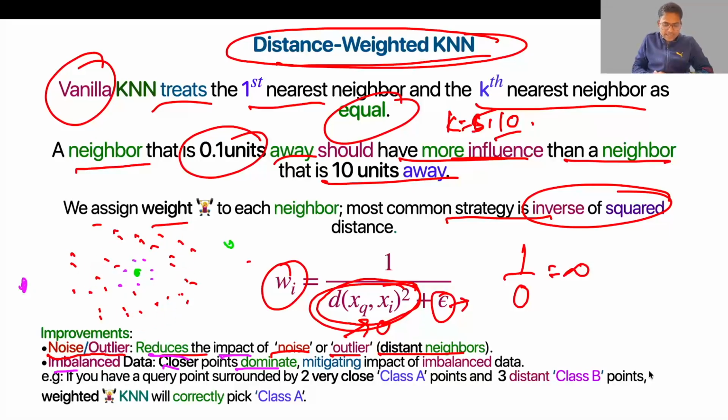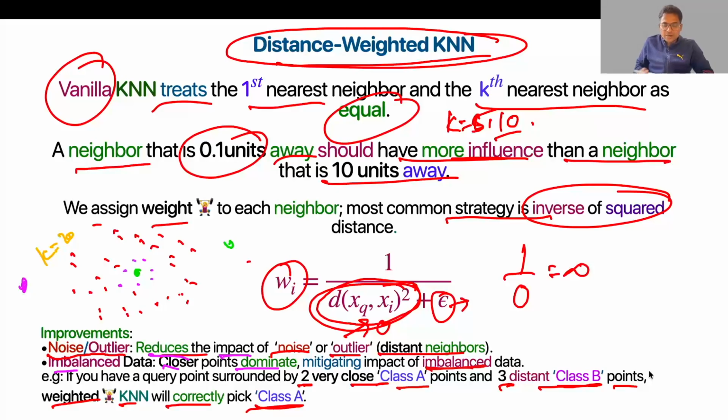And if you are taking k equal to 20 neighbors, even though they are fewer in number, they will have more impact. So that's what I'm giving you in this example. Mitigating the impact of imbalanced data: if your query point is surrounded by 2 very close class A points and 3 distant class B points, then the weighted KNN will correctly pick class A.